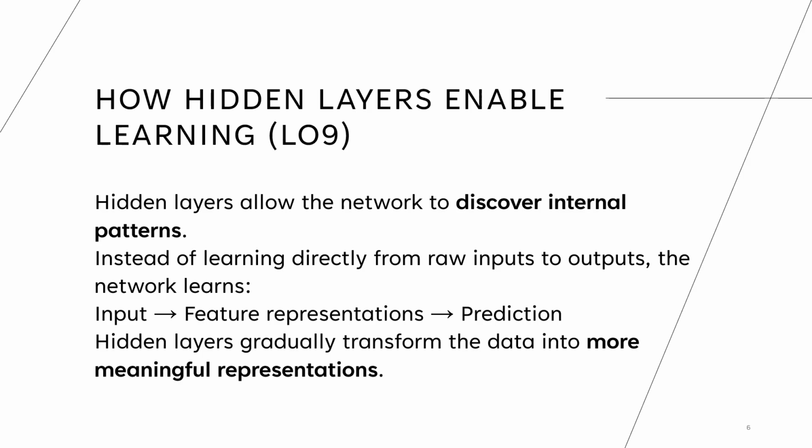Each hidden layer refines the information it receives from the previous layer. Over time, these transformations allow the network to detect patterns that may not be obvious in the raw data. Through this layered process, hidden layers help the network build increasingly meaningful representations that support accurate predictions.